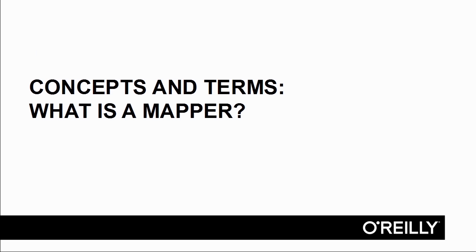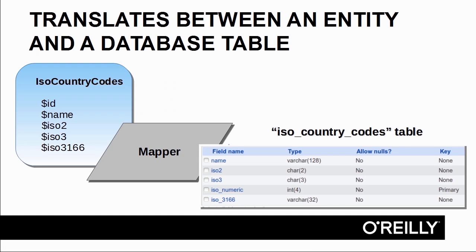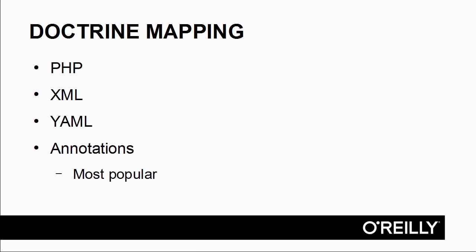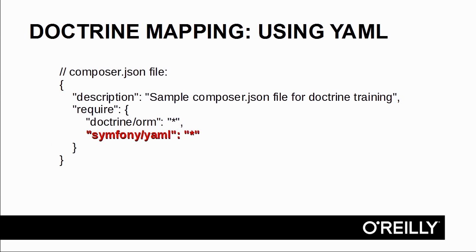So in summary, what is a mapper? A mapper translates between entities and the database table. In Doctrine, there are 4 techniques: using PHP, using XML, YAML, or annotations. Using annotations is inherently supported and is the most popular approach. Please also do not forget, if you're using YAML, you need to include the Symfony YAML component in your Composer.json file.